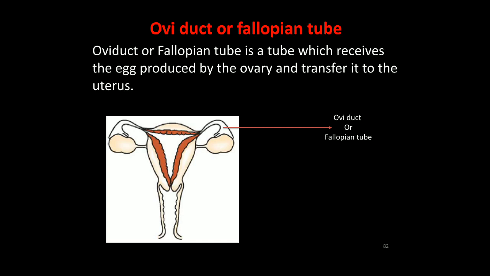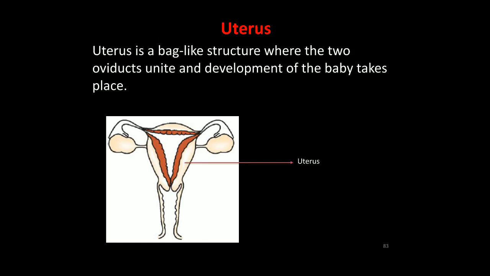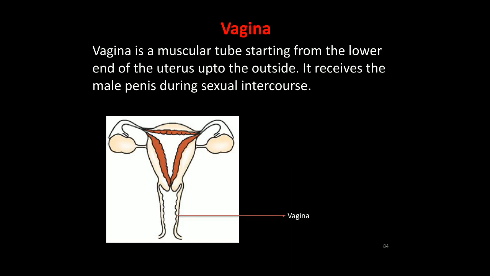Oviduct or fallopian tube is a tube which receives the egg. When the egg is ready in the ovary, it will come to the fallopian tube and transfer it to the uterus. Uterus is a bag-like structure. What do we call it? Womb, like the garbhagudi in a temple. Uterus is a bag-like structure where the two oviducts unite and development of the baby takes place. Look, this is called uterus. Vagina is where the female reproductive part goes outside.